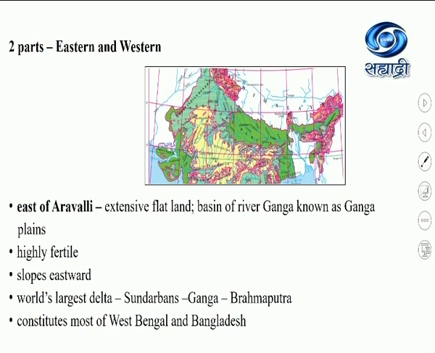Now, since the slope of the Indian subcontinent is from west to east, similarly, the rivers are also draining from west to east. Thus, the slope of this Ganga Plain region is also from west to east. The world's largest delta, that is the Sundarbans. This delta has been formed at the mouth of river Ganga and river Brahmaputra.